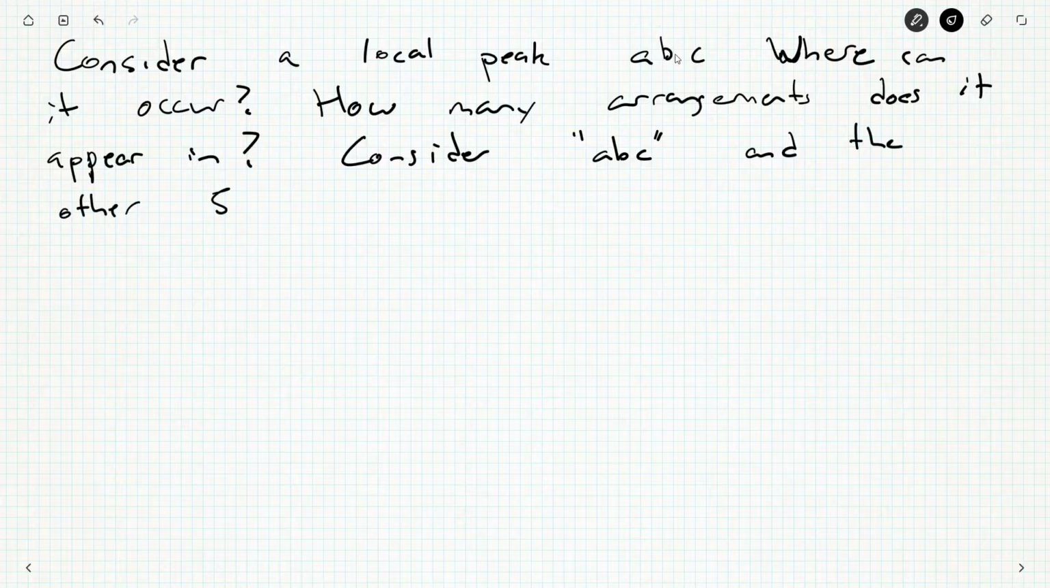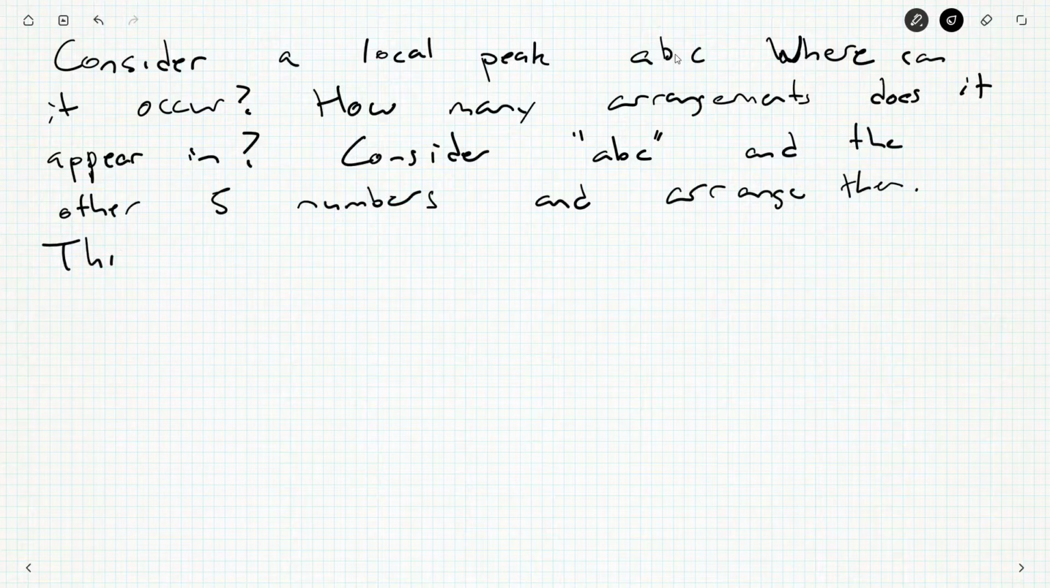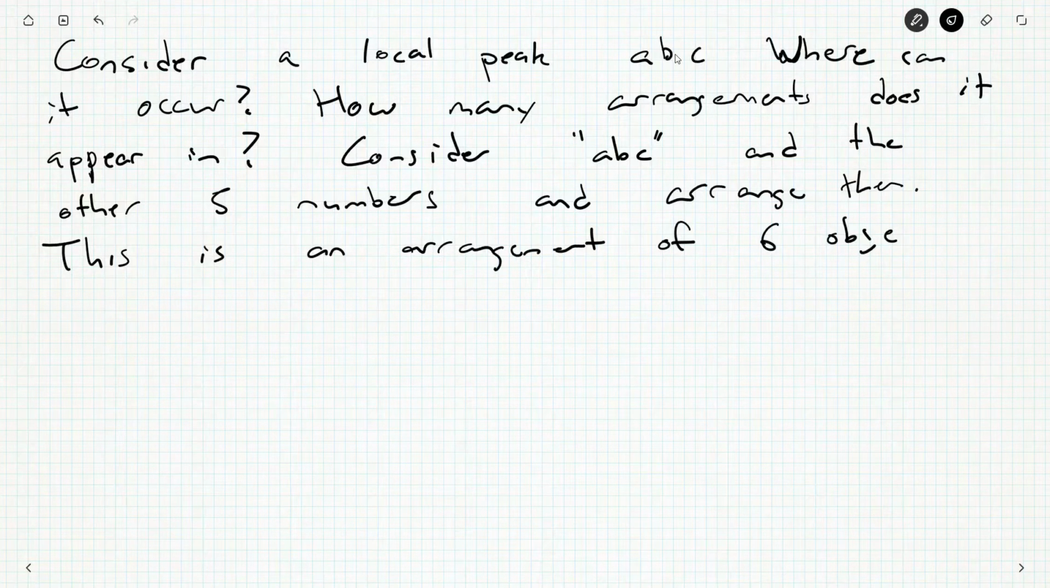And the other 5 numbers, because we took 3 numbers out to make this. We'll talk about how many local peaks A, B, C there are. And the other 5 numbers. And we're just going to arrange them. So this is an arrangement of sort of 6 objects.